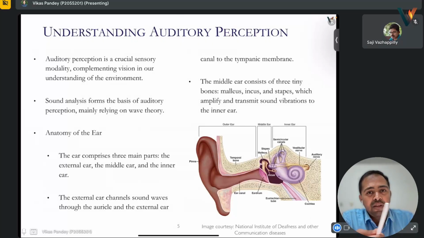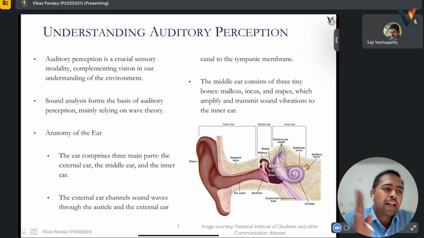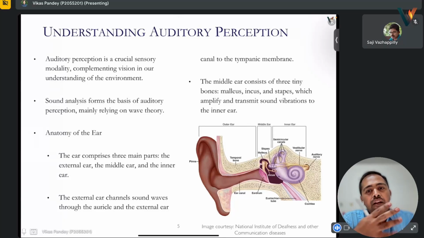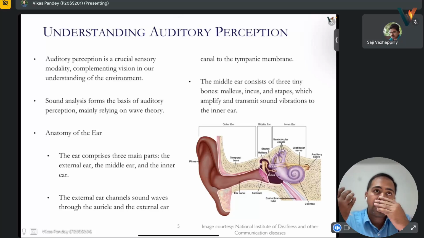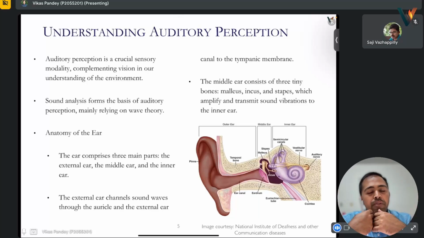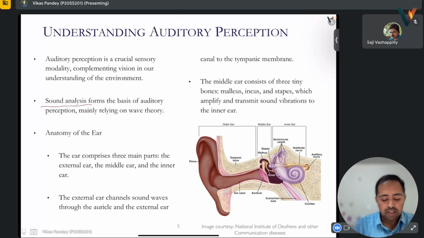Just by seeing something and not hearing anything, like watching a silent movie, we have less understanding; we have to put more mind into it. If we are hearing something, it is easier to understand the environment. So vision affects auditory perception, and auditory perception affects human vision. It is not as simple as just hearing what we think. Sound analysis is the basis of auditory perception.